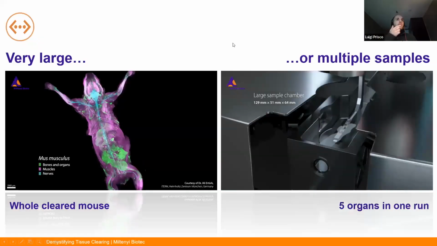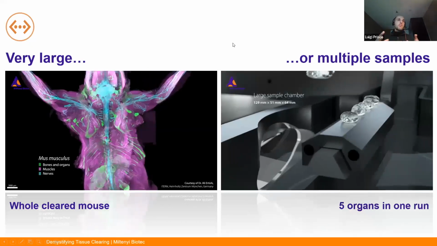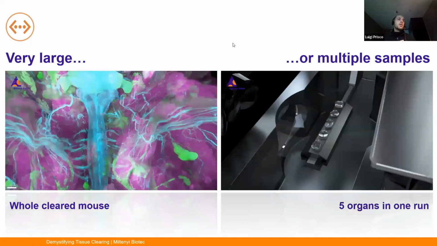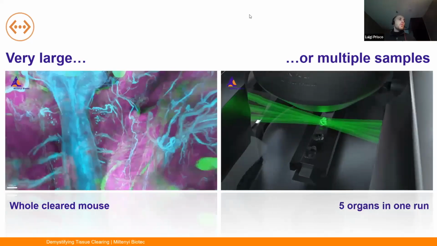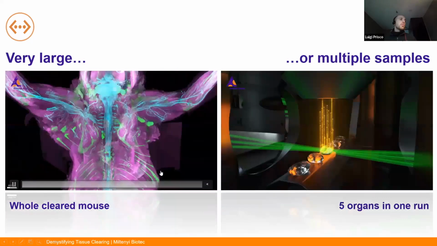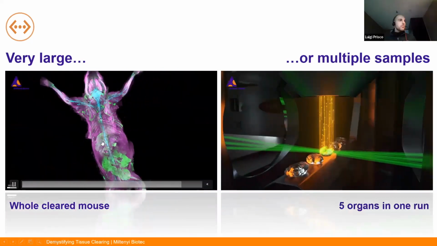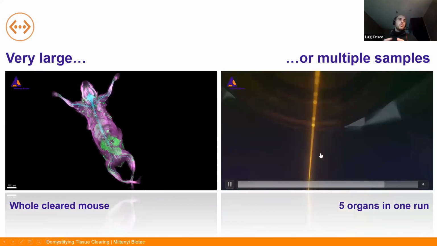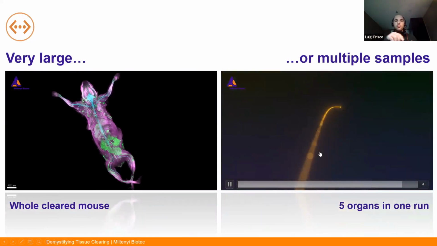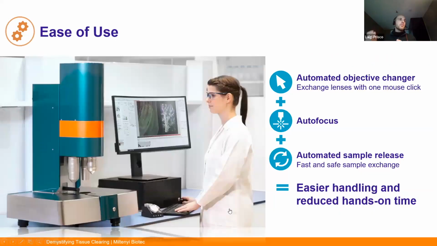When it comes to very large or multiple samples, our system is specifically designed for that. We have very large imaging chambers, which, as you can see, would allow you to fit a sample as large as an entire mouse, which you see depicted here on the left. But another way that we like to use this big space is to mount a lot of organs or samples in general and image them sequentially. In this video, it was just playing 5 organs imaging, but we have customers doing more than that.